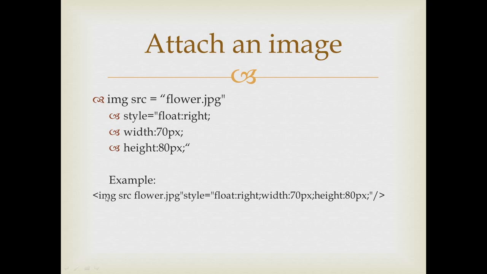This is your element or tag. Your element is the image, and now what are the attributes? Attribute is the source, attribute is the style, width and height are also attributes of your image tag. Now these are specified, or these are separated with colons and semicolons. Okay, so this is how we will write that.